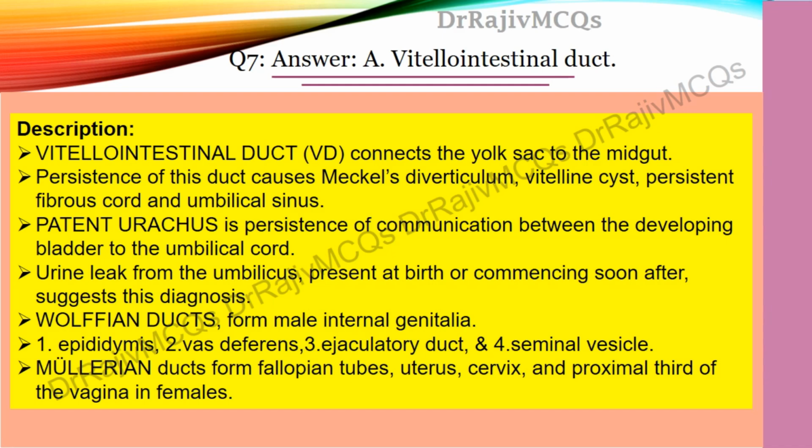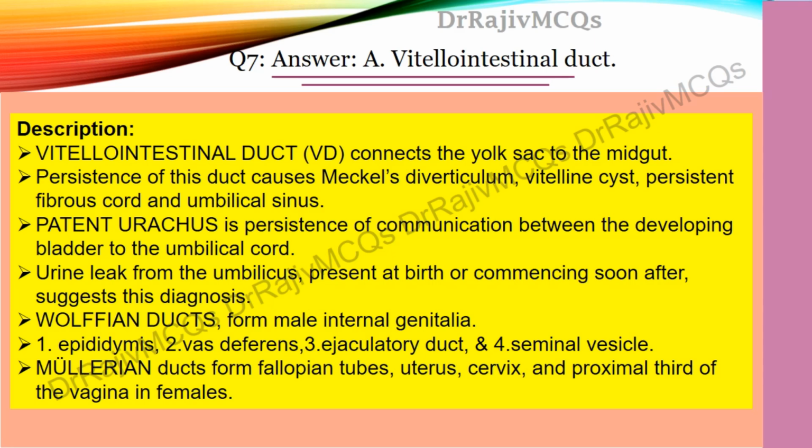Patent urachus causes a spectrum of umbilical disorders that result from persistence of communication between the developing bladder and the umbilical cord. It can be evident at birth or later. The presence of a urine leak from the umbilicus present at birth or commencing soon after suggests this diagnosis. In later life, the urachus becomes patent due to increased pressure in the bladder from some kind of bladder outlet obstruction, such as prostatic hypertrophy, resulting in drainage of urine at the umbilicus, causing local dermatitis and recurrent urinary tract infections.